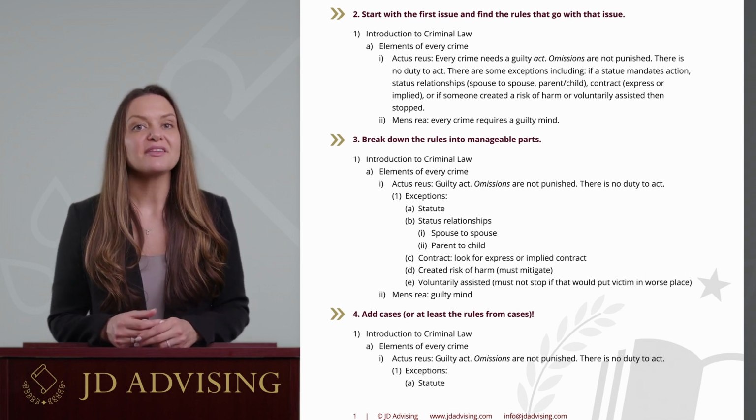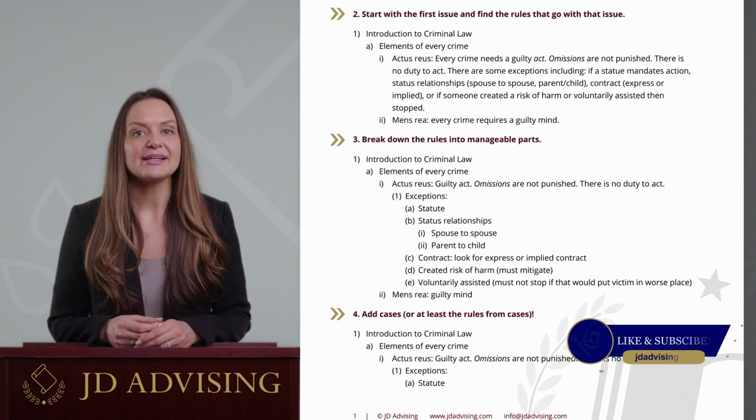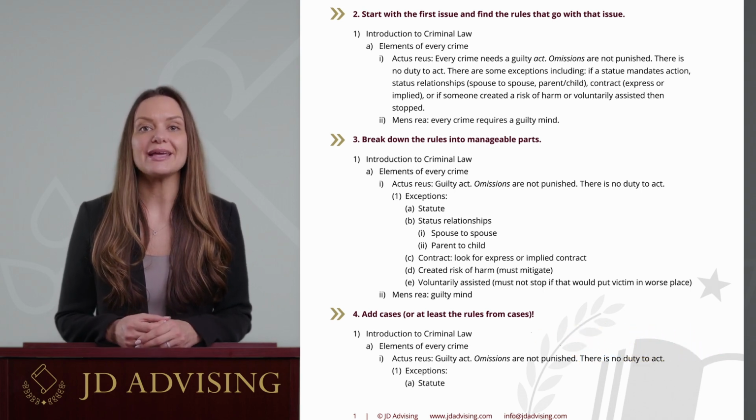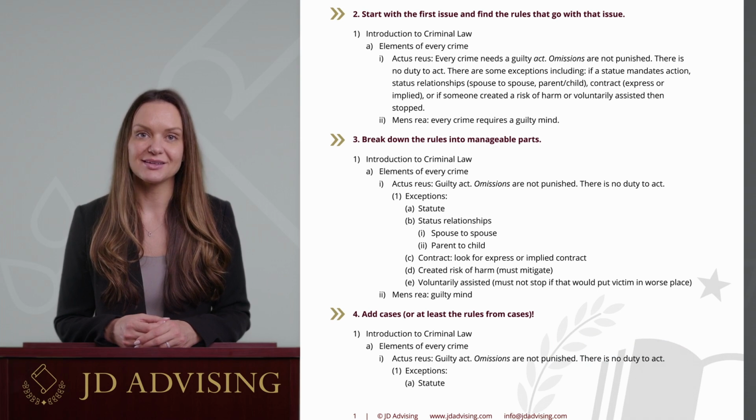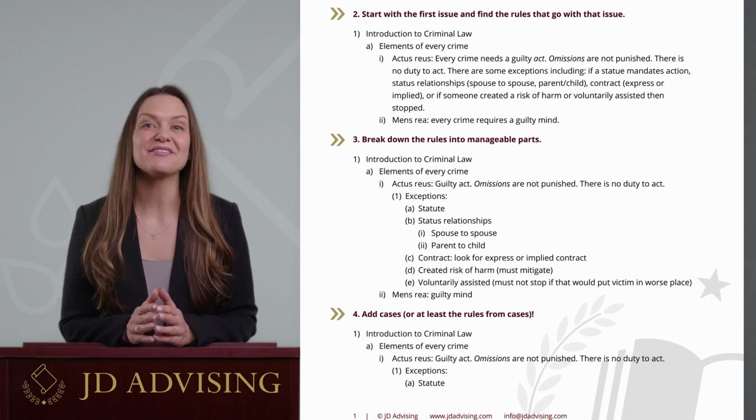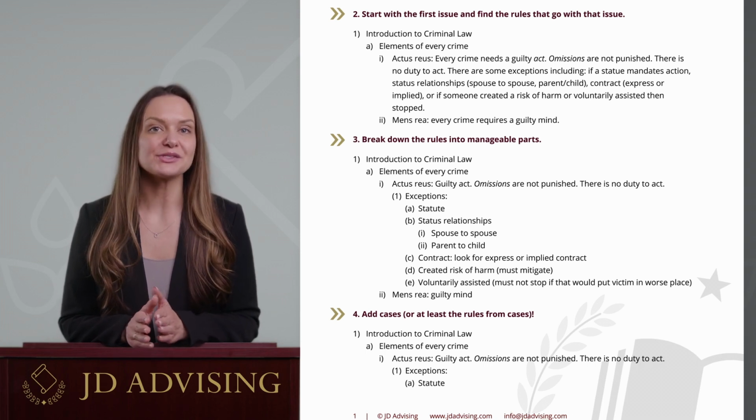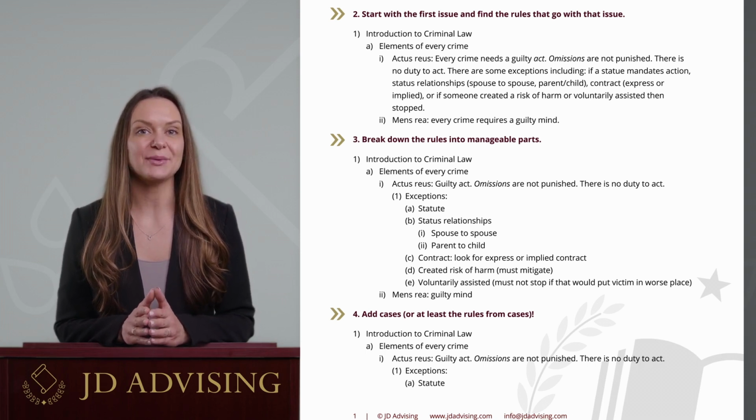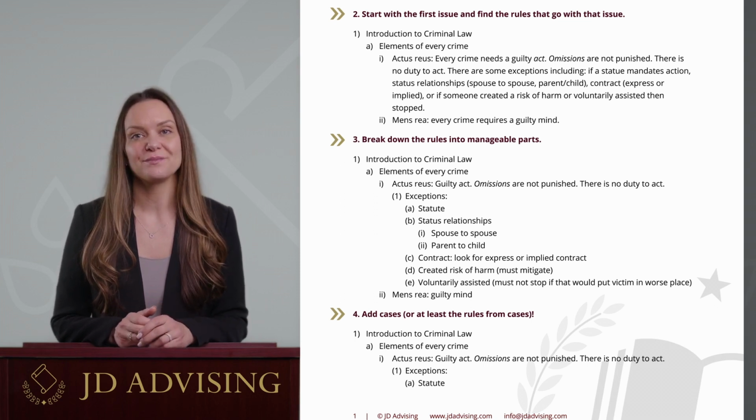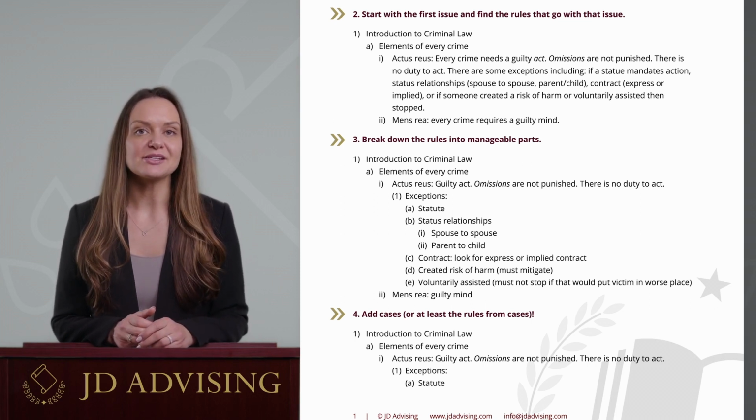But since we will eventually want to use our outline to help us memorize the law, we want to break the rules down into manageable parts so that it is easier to do. Here you can see that we have done that. We cleaned up our rule statement to show that an actus reus is a guilty act and that omissions are not punished. We then listed the exceptions.